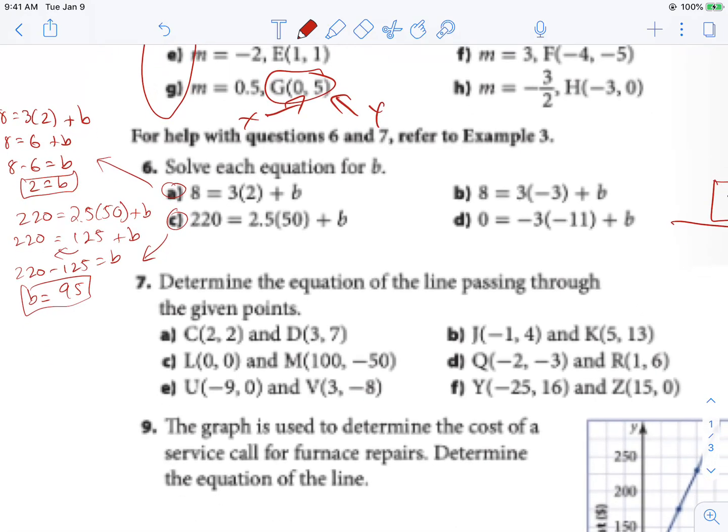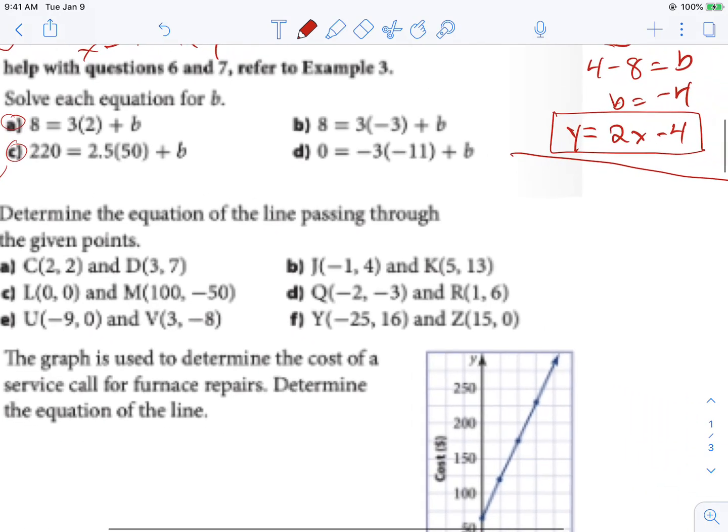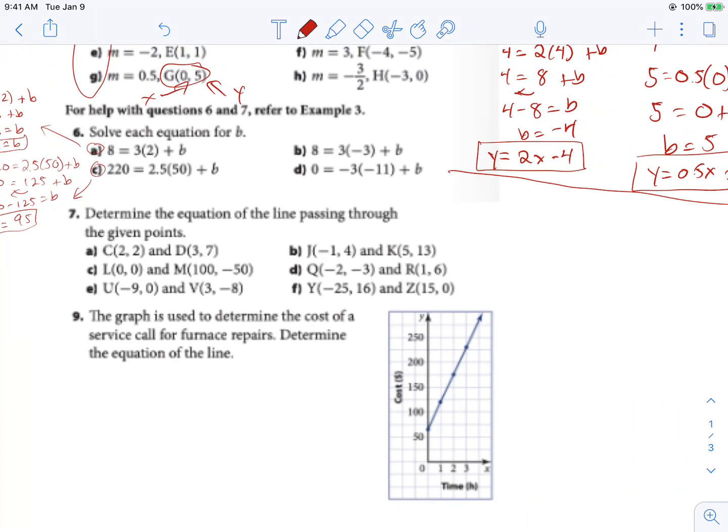Okay, 7 is probably the hardest it's going to get. So if you can do 7, you should be able to do the rest no problem, because this one, they don't give you the slope. They don't really give you any information other than 2 points on this line. So let's take a look at doing 7a.